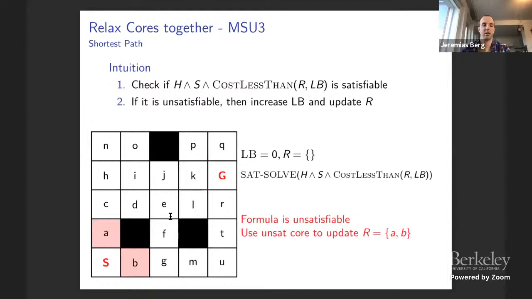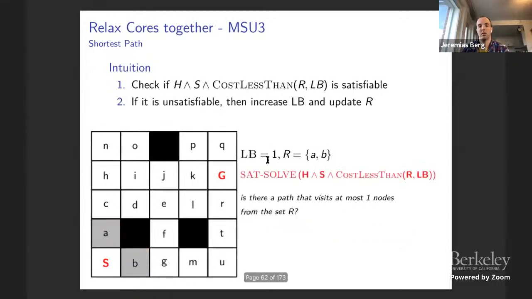One of these cores. So say it gives you this one containing A and B, like Matti said, that they form a core. And now we can update our set R to include the nodes A and B, and also increase the lower bound. So in the next iteration, we are asking, is there a path that visits at most one node from the set R that now contains A and B and no others? So can we go from S to G via only one node from A or B?